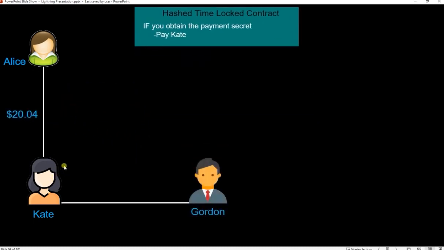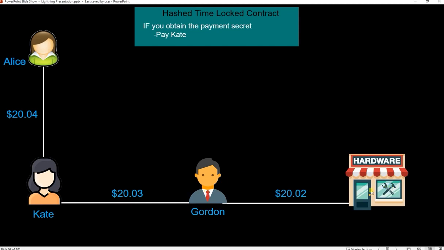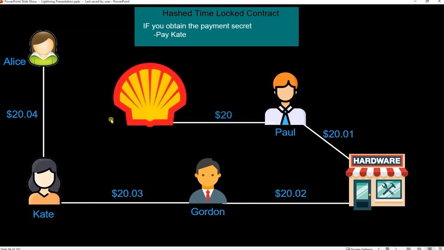So basically, Kate makes the same exact deal and contract with Gordon. She's like, hey, Gordon, I'll pay you $20.03, right, if you go ahead and pass this along. And Gordon doesn't mind doing it and putting up his money, because he knows he'll get paid as long as he gets the secret. So he does the same thing with the hardware store. Hey, hardware store, I'll pay you $20.02 if you can get the payment secret. And the hardware store says, Paul, hey, I'll pay you $20.01 if you can get the payment secret. And Paul's like, hey, Chevron, I'll give you $20 if you give me the secret. Chevron's perfectly happy because they want the $20. So they take the $20 and they give Paul the payment secret.